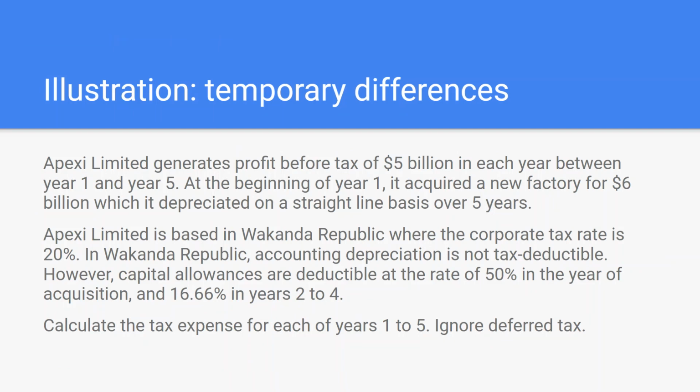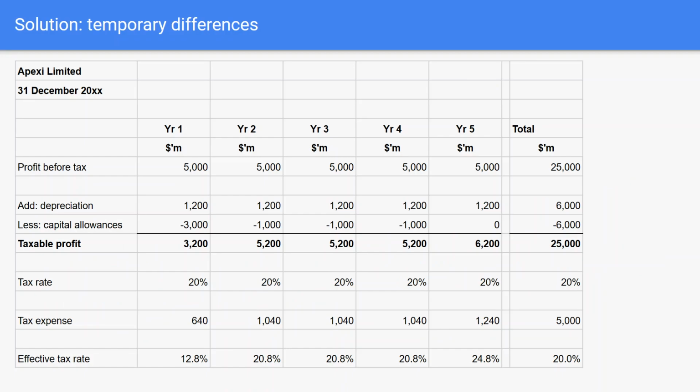But let's look at this illustration about Apex Limited, a company that generated $5 billion every year between year 1 and 5. In year 1, it acquired a factory for $6 billion, which it depreciated on a straight line basis. Of course, if you depreciate $6 billion on a straight line basis for 5 years, that's $1.2 billion depreciation per year. This company is based in Wakanda Republic, where the corporate tax rate is 20%. And in Wakanda Republic, the accounting depreciation is not tax deductible, which is normal in many jurisdictions across the world. It also has capital allowances that are deductible at the rate of 50% in the year of acquisition and 16.66% in years 2 to 4. The question is to calculate the tax expense for years 1 to 5, ignoring deferred tax.